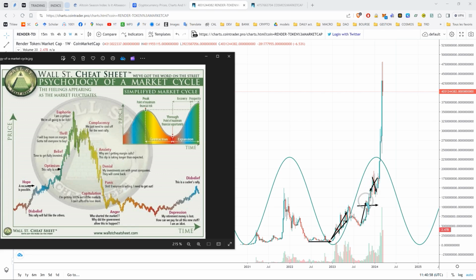Though I think this is as it goes to all-time high again, somewhat like November 2023, where, of course, it's time to get fully invested, and I will buy more on margin, gotta tell everyone to buy. So, of course, Render is the new thing. Everybody has to buy, and now euphoric. So I think we're pretty much late stage now. I think we have the verticality of euphoric. Not 100% sure. We could still have thrill in here going on if for whatever reason this thing retraced.